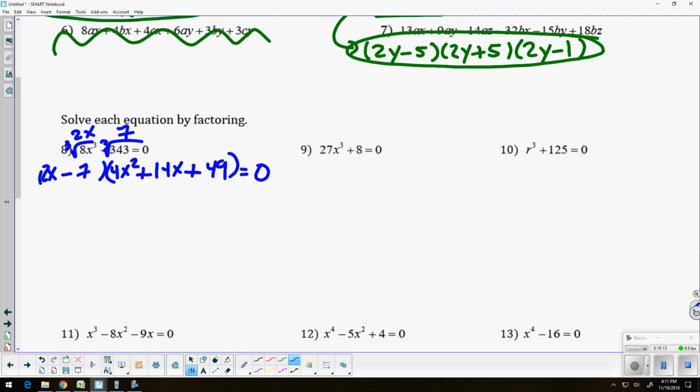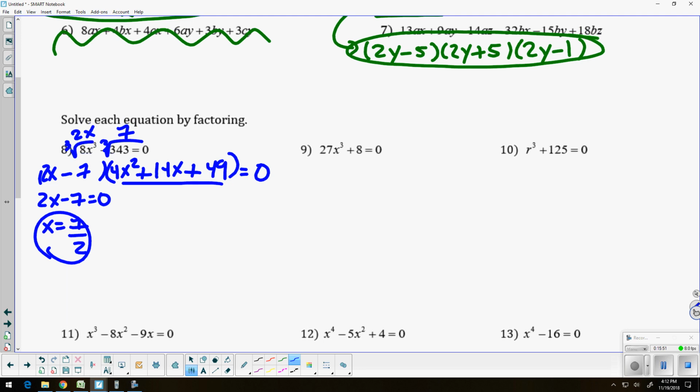But now to actually solve this thing, we're going to have 3 answers in the end. One answer just comes from setting 2x minus 7 equal to 0. So that's easy enough. You add 7, divide by 2, and get 7 over 2. Okay, there's one answer. But the second one, coming from this trinomial, is not factorable. You cannot break that down anymore. As much as you try, it's not going to be factorable. So if you can't factor a quadratic, like 4x squared plus 14x plus 49, what you're going to do is use the quadratic formula.